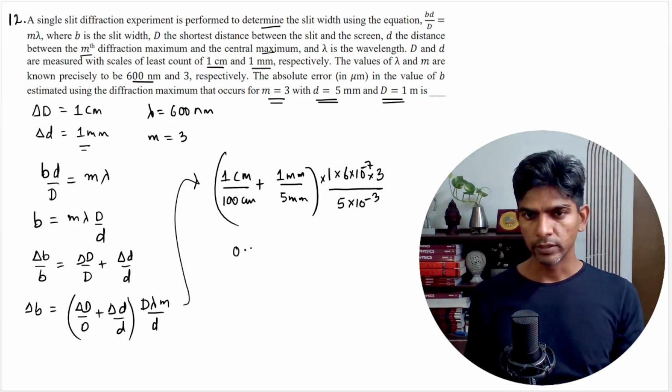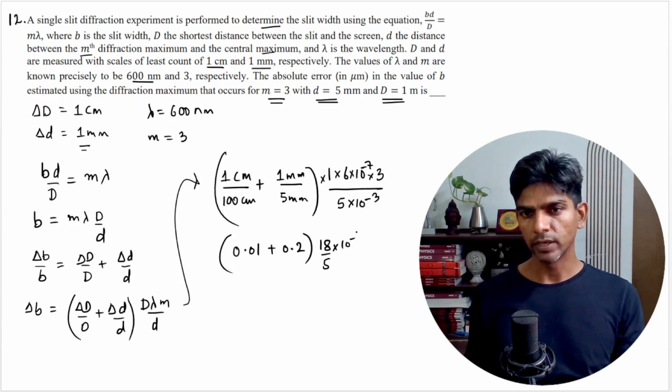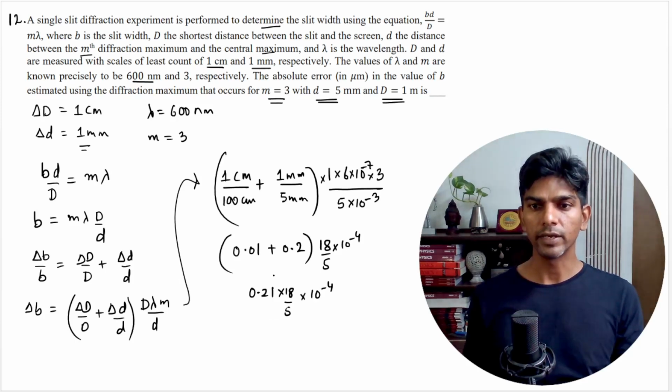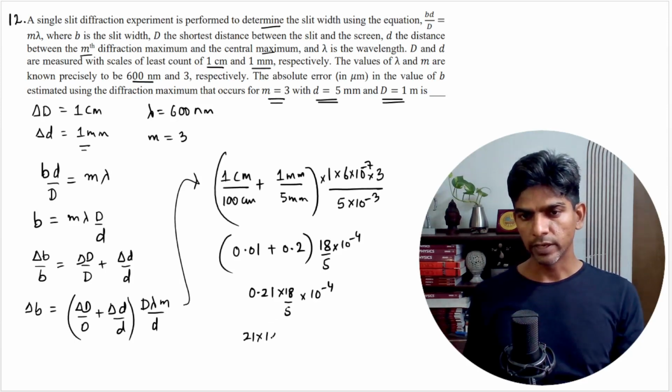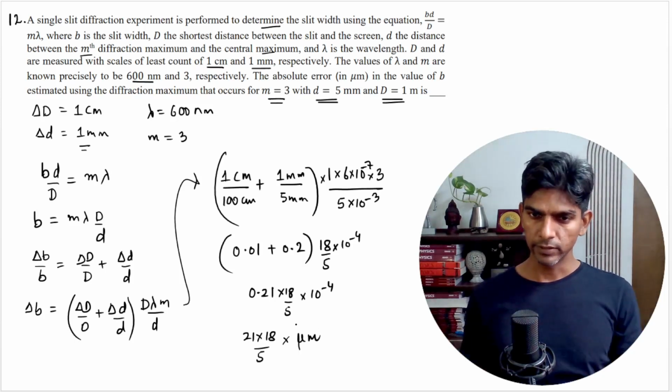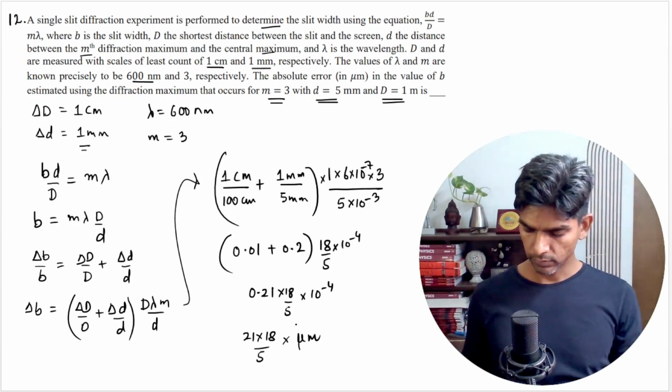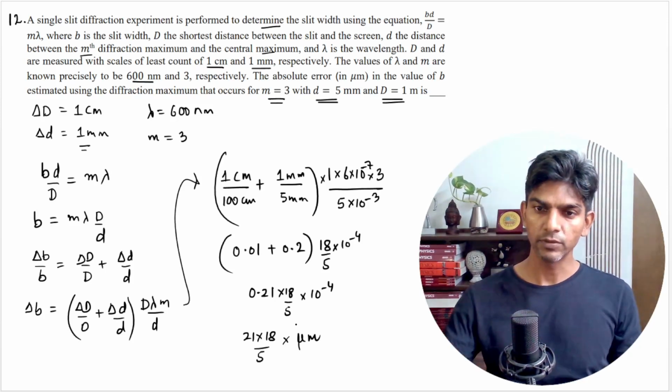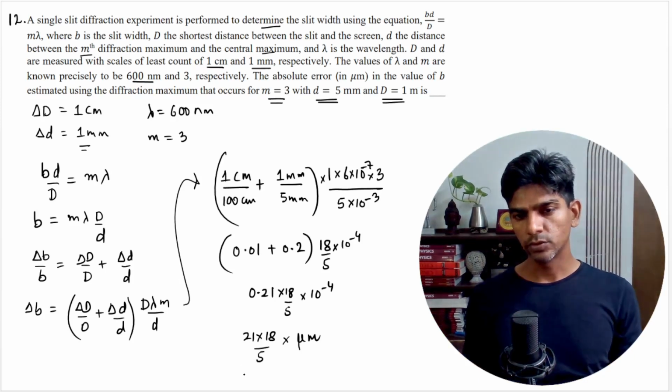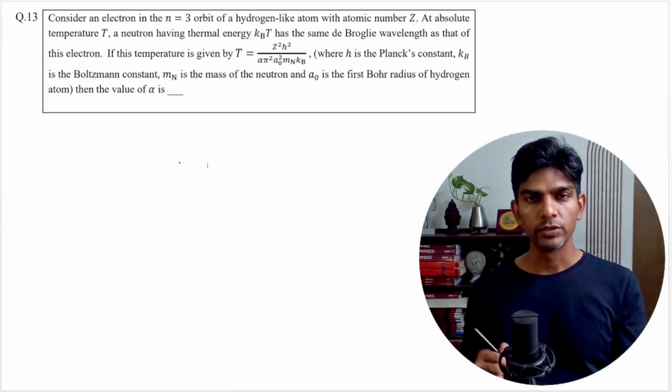So it will be 0.01 plus 0.2 times 18 by 5 into 10 raised to power minus 4, or we can write this as 0.21 times 18 by 5 into 10 raised to power minus 4, and we have to find in micrometer. So this will be 21 into 18 by 5 micrometer, right? If we simplify this, 21 times 18 divided by 5 gives you 75.6. So by using the calculus approach, we are getting 75.6 micrometer. So this is question 13 of JEE Advanced 2025 paper 1.